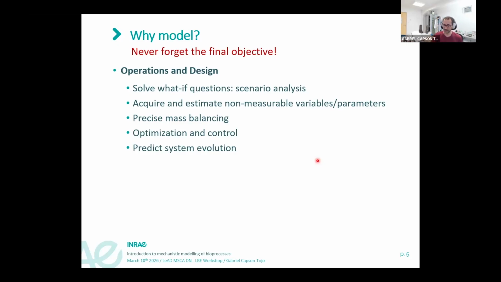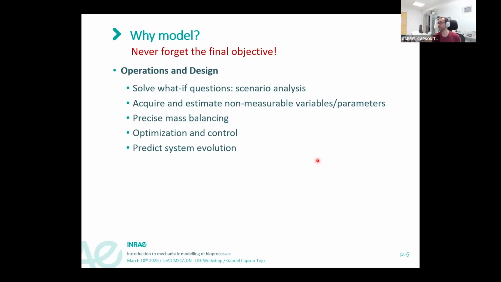This is a bit less intuitive, but there are many things that are very difficult to measure. And with models, we can estimate parameters and variables that are very, very difficult to measure. And that's extremely useful to also know and get more information from our bioprocess. So the flow of information goes both ways. It's not that you only create an accurate model because you know your process, but having an accurate model can also give you a lot of information to learn more about your process.